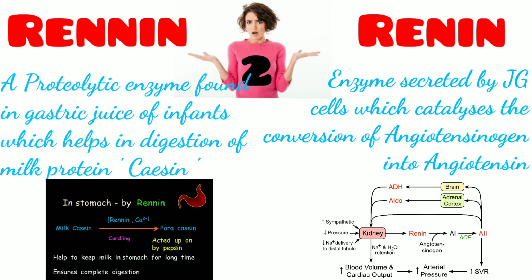Remember the RAS mechanism? Well, how to remember it? It's simple. If you notice the word infant, you will notice that there are two N's in the word infant, two letter N. So double N wala renin will be for infant milk digestion, okay? And single N wala renin is related to RAS mechanism. And if you notice the word mechanism, it has single N. So single N wala renin will be related to RAS mechanism, that is angiotensinogen into angiotensin. Alright?